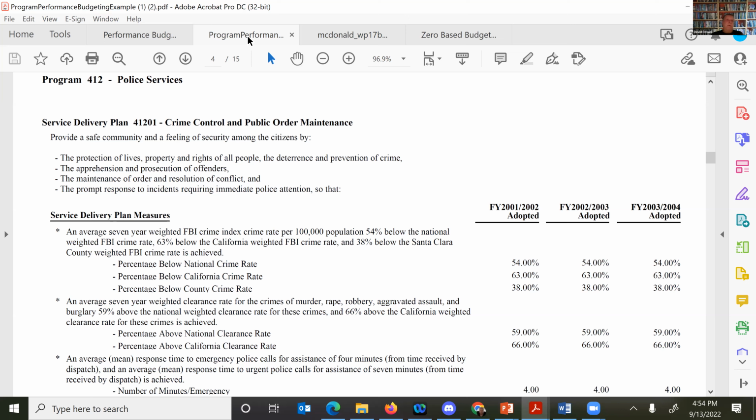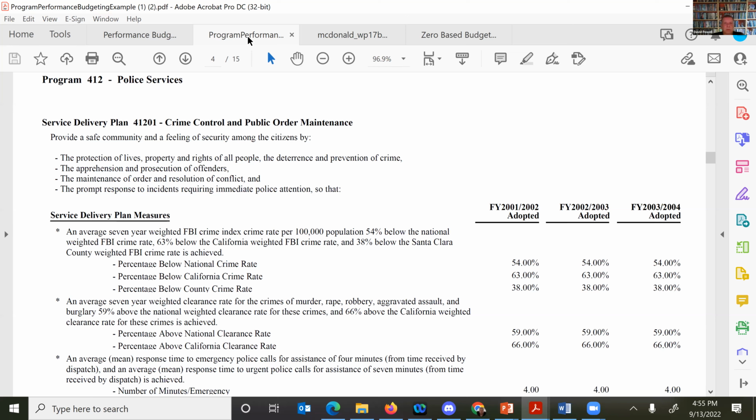This next example is kind of a mixture of a program-based budget and a performance-based budget. It's a program-based budget because it's oriented around a program rather than a specific department or a specific unit. But it also then incorporates some performance measurement standards in the budget as well. So it's kind of a hybrid of a program performance-based budget.